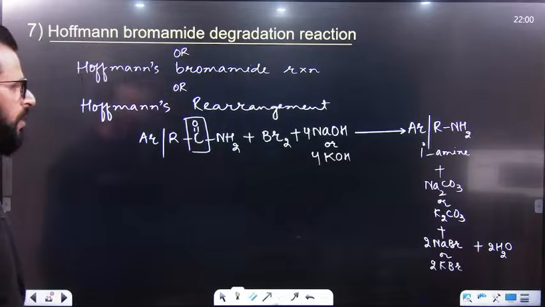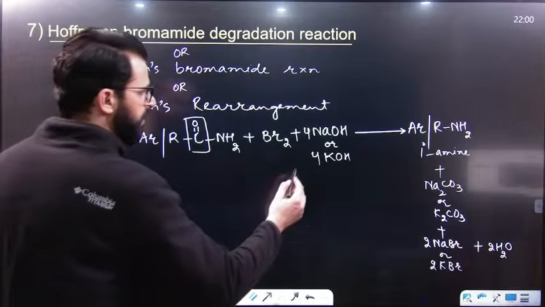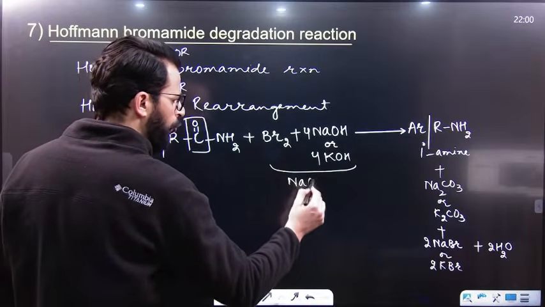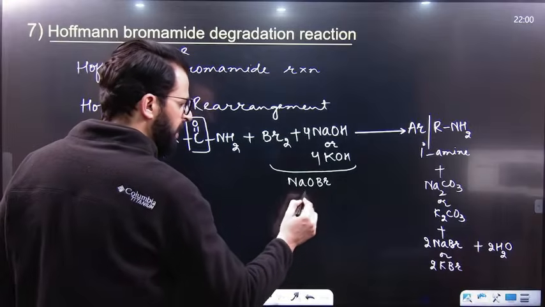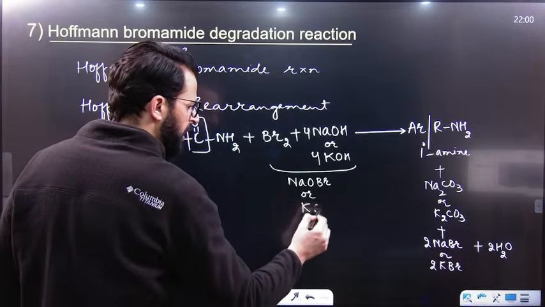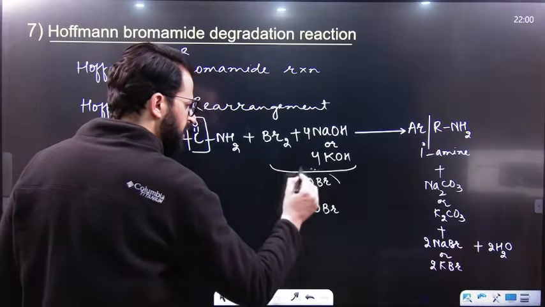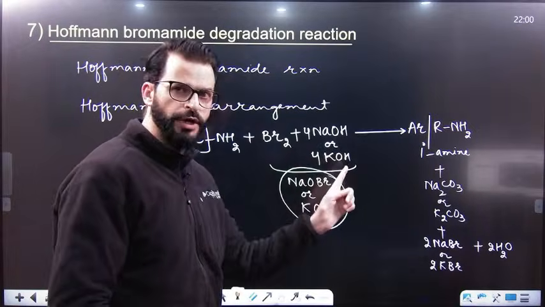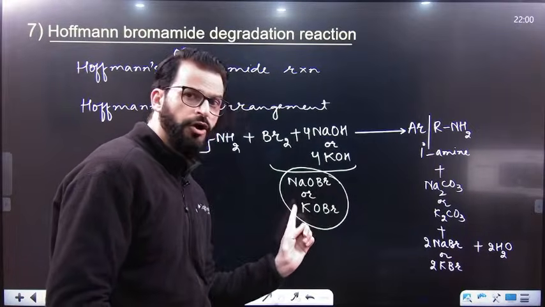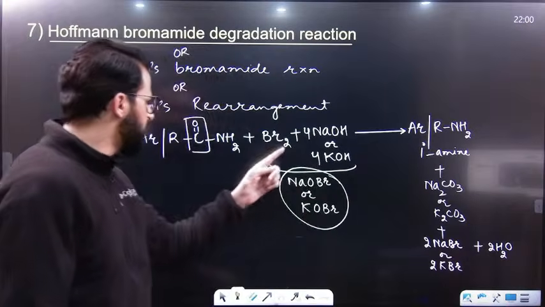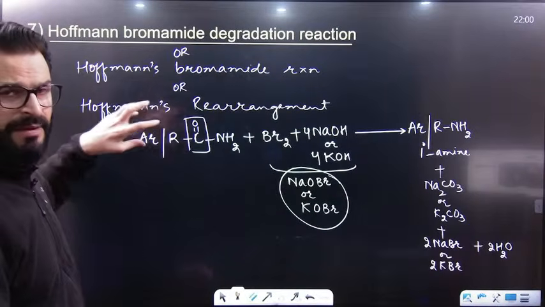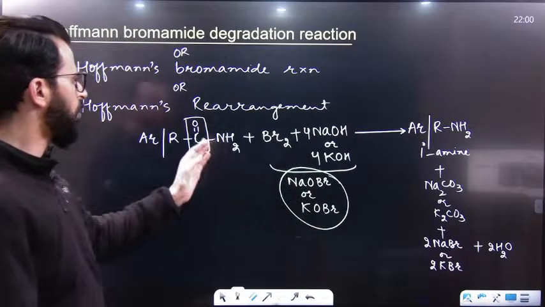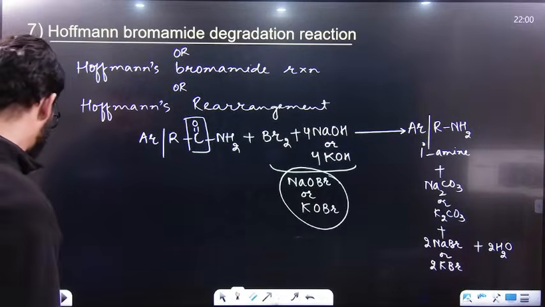Now, instead of NaOH and Br2, sometimes we simply write NaOBr, sodium hypobromite, or potassium hypobromite. So whether the reagents are bromine and NaOH, bromine and KOH, NaOBr or KOBr, the reaction is the same. It will simply convert an amide into an amine with 1 carbon fewer than the parent amide.